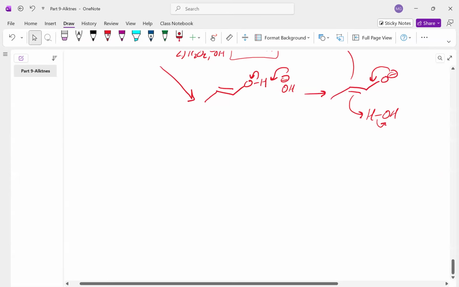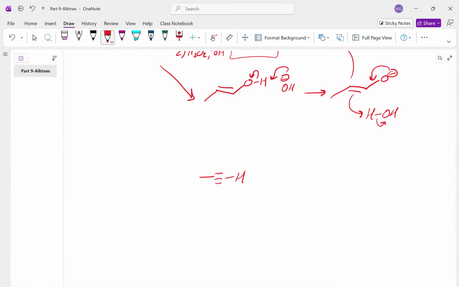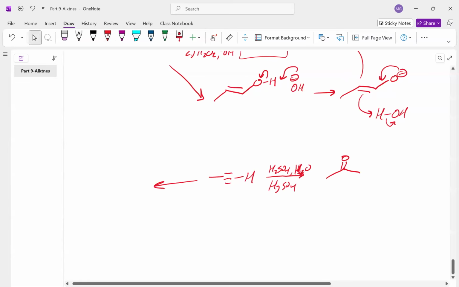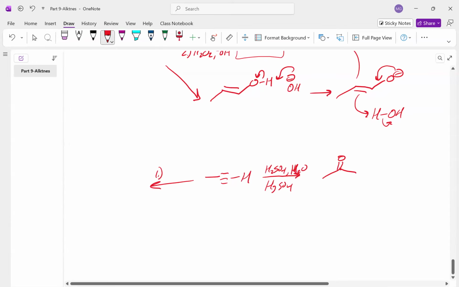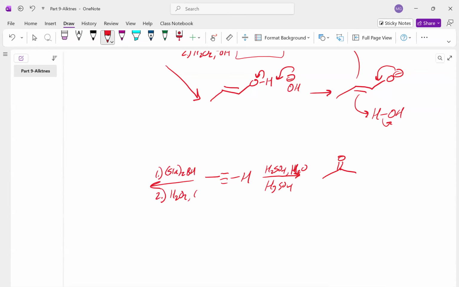So to kind of summarize the whole page, depending on if we start with a terminal alkyne, we can do a Markovnikov's addition of water and end up with a ketone. Or we can do an anti-Markovnikov's addition using a hydroboration oxidation. Just keeping in mind that we end up with an aldehyde because it's an anti-Markovnikov's addition.